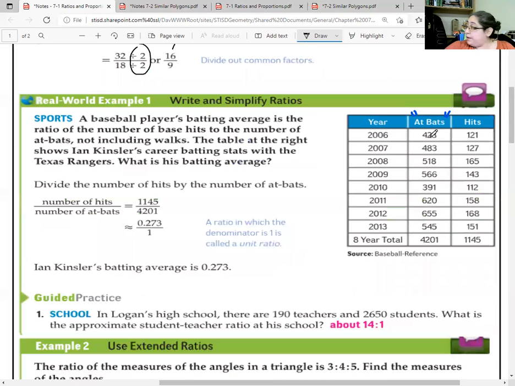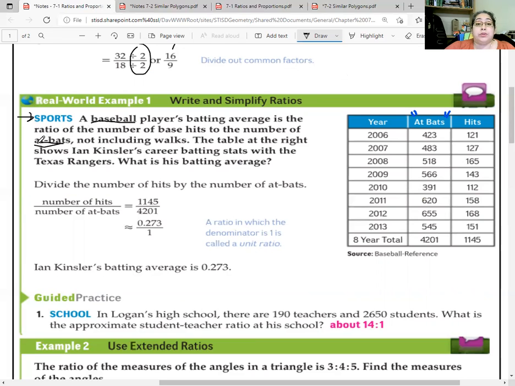Nothing new, yeah? The hard part for you guys is when I give it to you in a word problem to figure out all of the different words that are being asked, especially if you're like me and you had to look up information about the sport of baseball because I don't know much about it. So when I'm reading this question, it says a player's batting average is the ratio of the number of base hits to the number of at-bats.